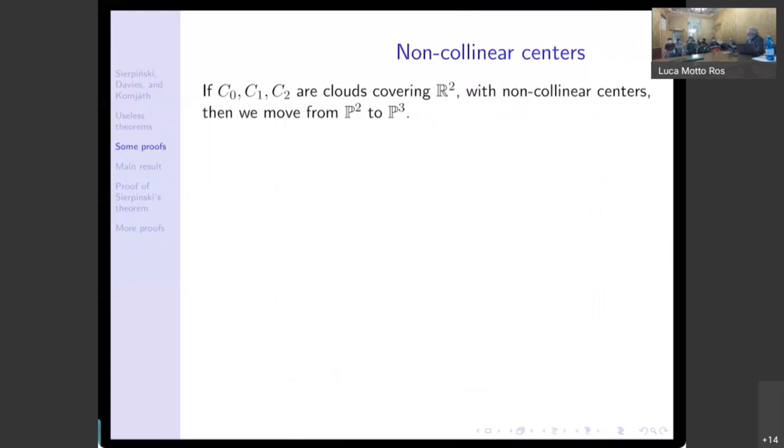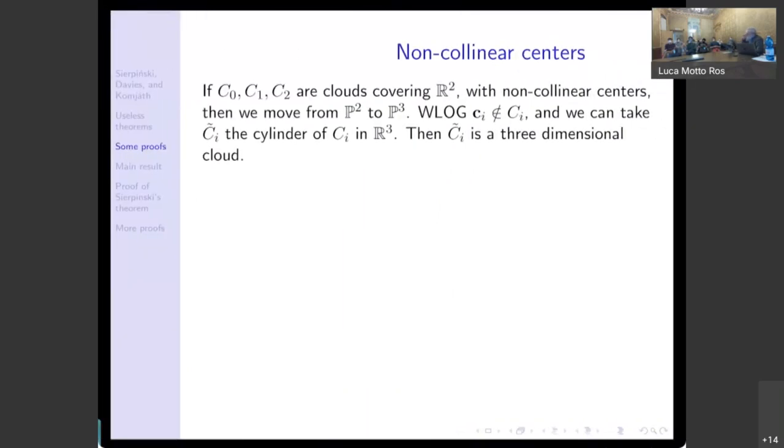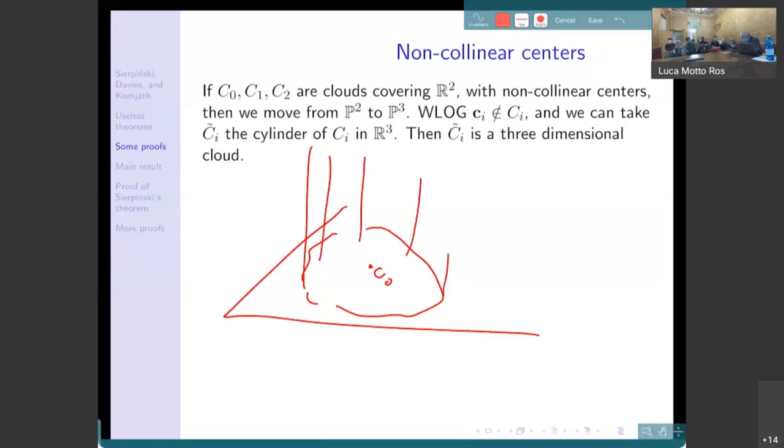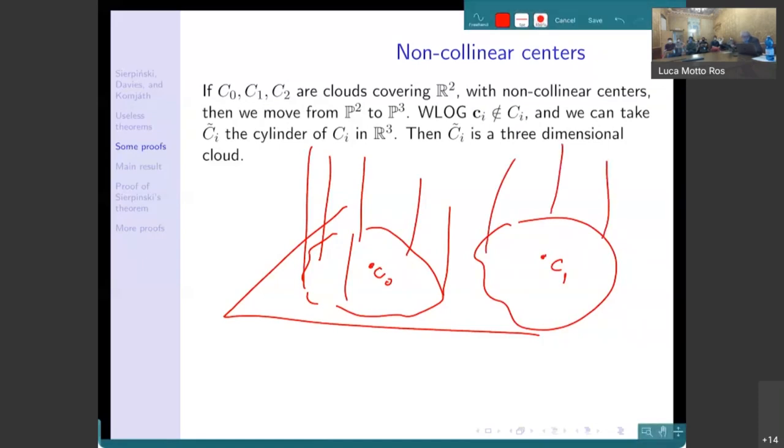So if you work with non-collinear centers, how do you handle the whole thing? Without loss of generality, you can assume that the center is not in C_i. And then you can take the cylinder. So this is the plane, you have the center C_0 and all around here is the plane. Then you take the cylinder this way. And then here we have C_1 and the plane. And probably this cloud will pass through this point. So maybe I should have changed color. You do the same thing.